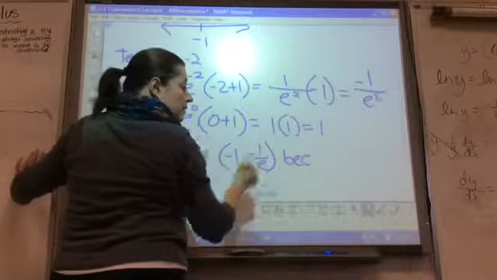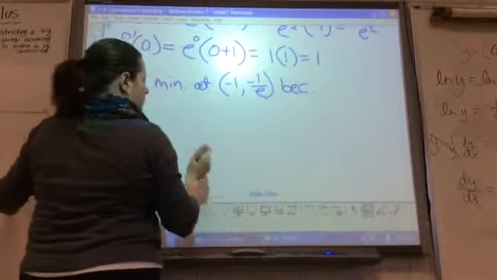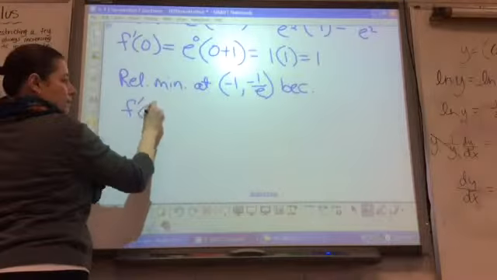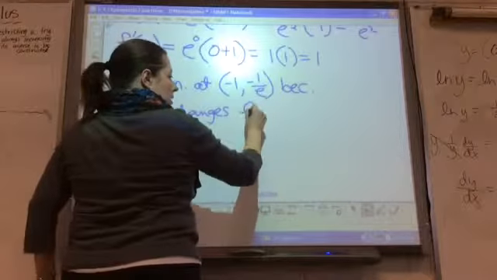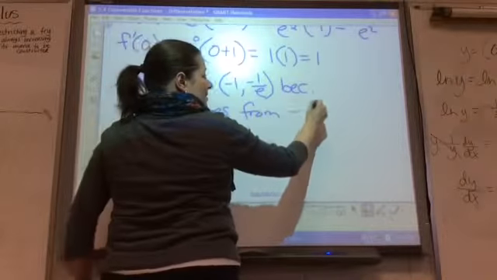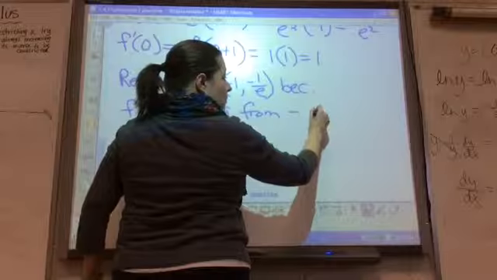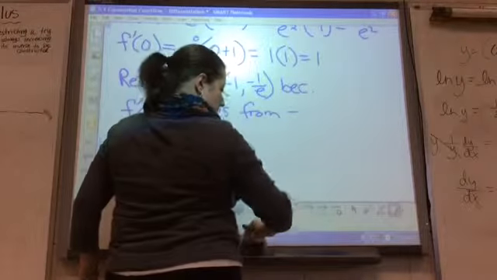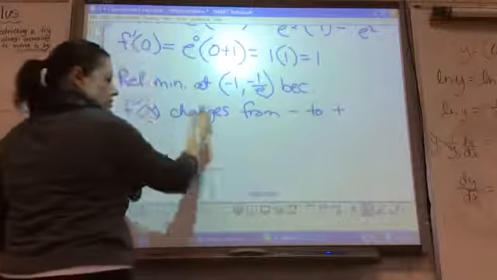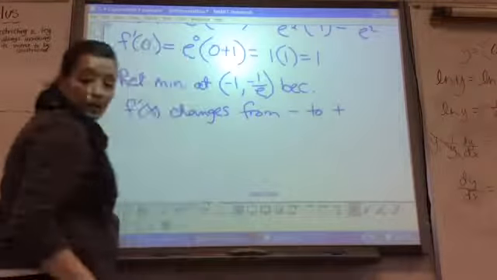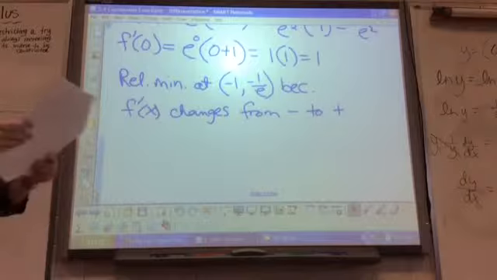Because f prime of x changes from negative to positive there. If you did this, they'd probably give you bonus points. They'd be so excited because you know how to plug in, get your e's, and give the y value. You'd be wonderful.